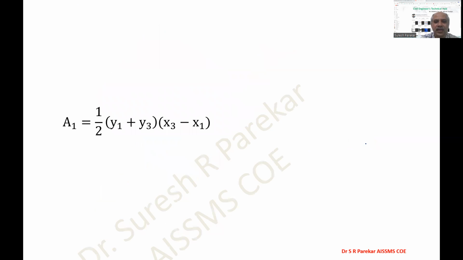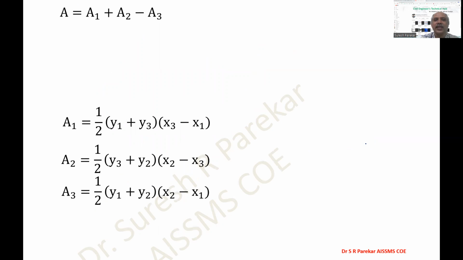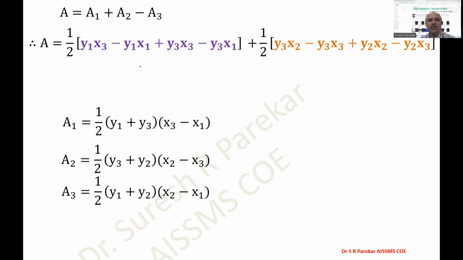Now I have calculated A1, we have this one. So A is A1 plus A2 minus A3. We have substituted this value of A1. Then we will substitute the value of A2, and then we will substitute the value of A3. So we have the value of A3, that is equal to this value. I have taken different colors. And now knowing these values, you can see we have this as y1 x1. Here we have minus. This minus minus becomes plus, and gets cancelled.